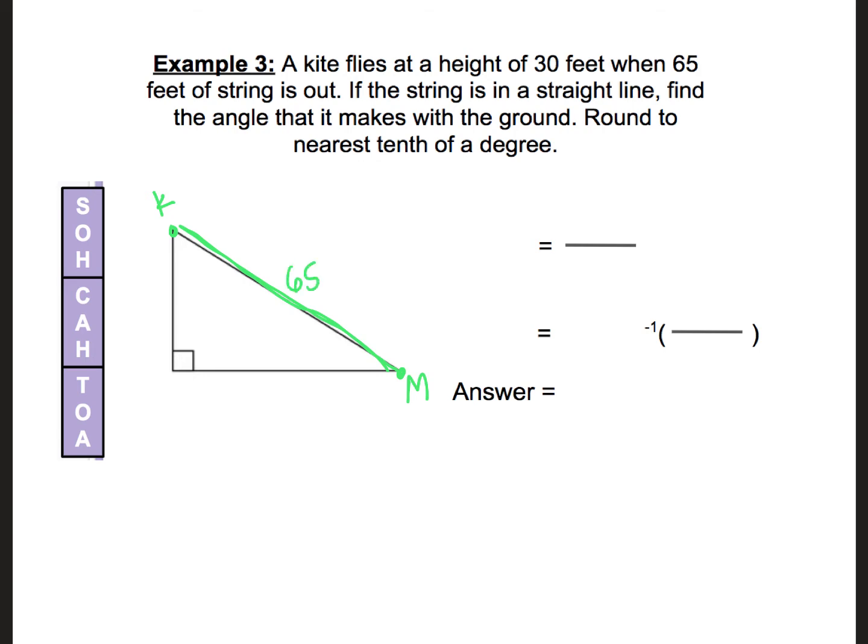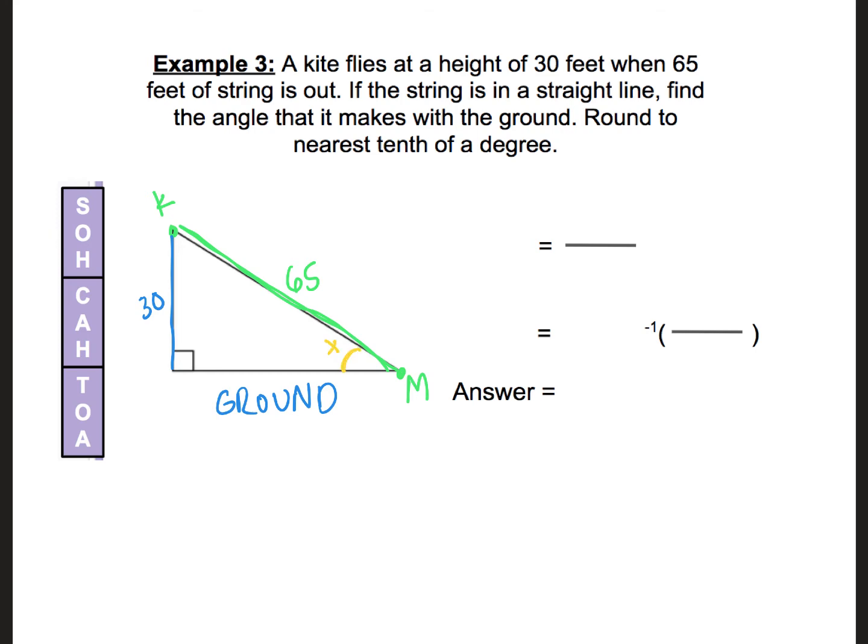And then it tells me the height of the kite, so the distance from the ground, which is down here, to the kite in the air is going to be 30. Then they want me to find the angle that the kite makes with the ground. So we're looking for our angle of elevation. We're looking for this angle here, so I'm going to go ahead and call that X.